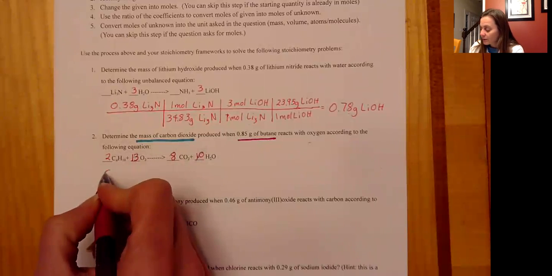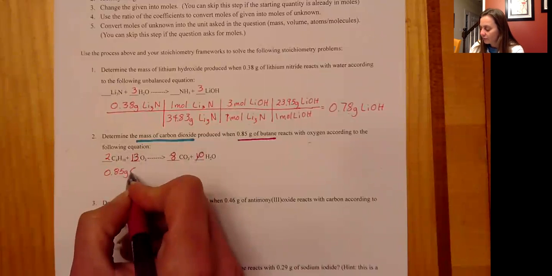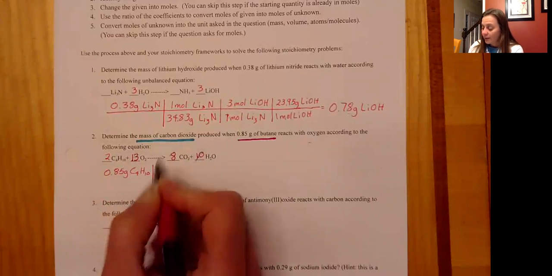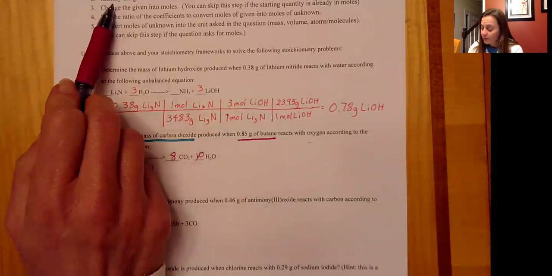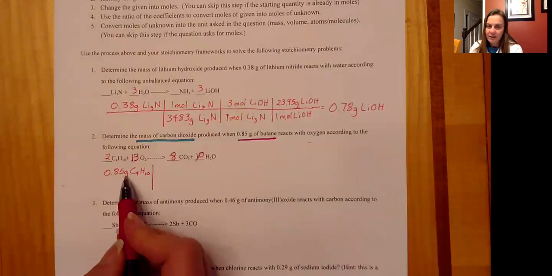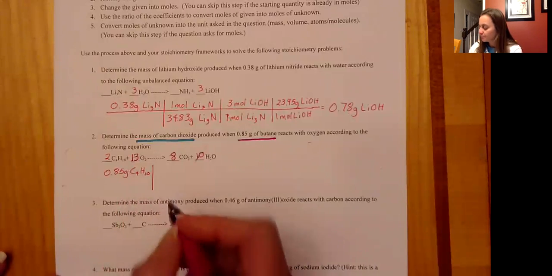So we're going to start with 0.85 grams of butane, the C4H10. And we know that step two was to identify our given and our unknown. We did that even before we did step 1. And step 3 is to change the given into moles. So because I have grams, I know that I need to convert from grams to moles.